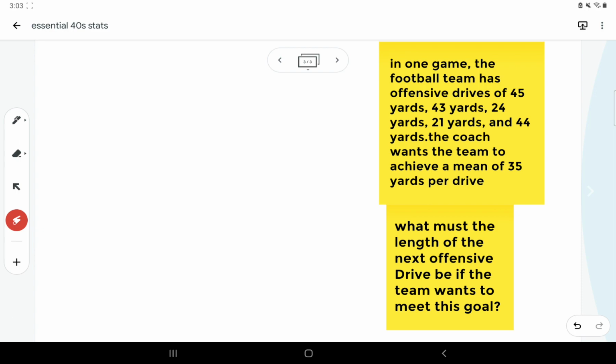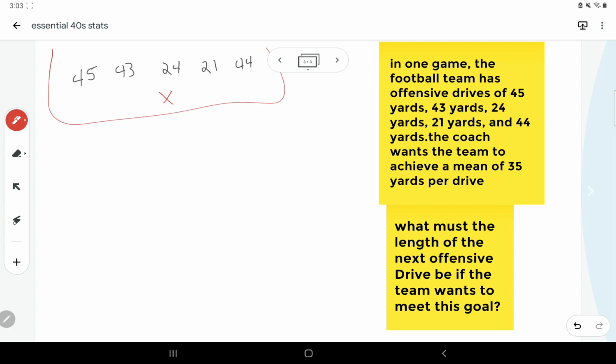Right? We have all of these drives. So I'm just going to write them down over here so I can use them. So we've got 45 yards, 43 yards, 24 yards, 21 yards, and 44 yards. But we also have some other drive, some drive that we haven't determined yet, which we're going to call x. Okay, so this is still our data set here.